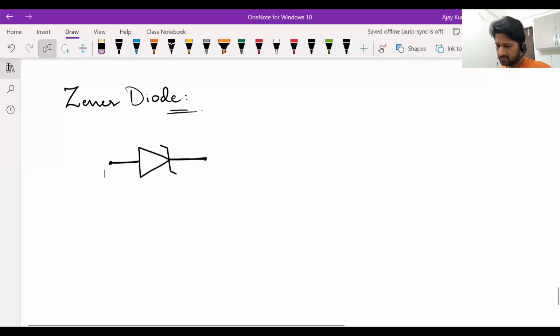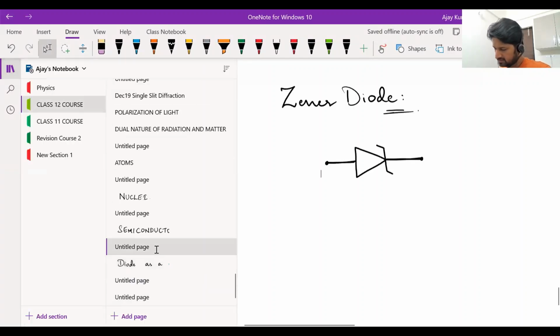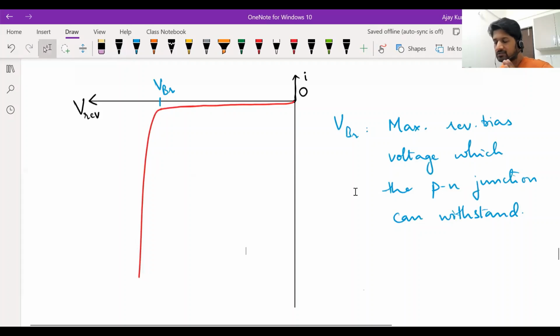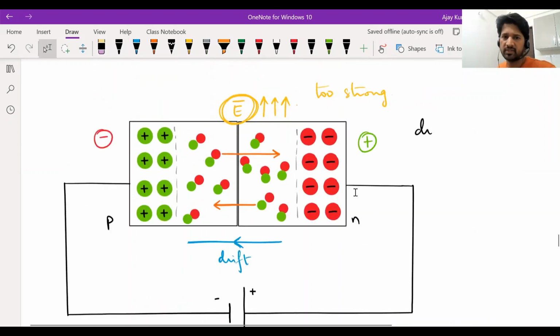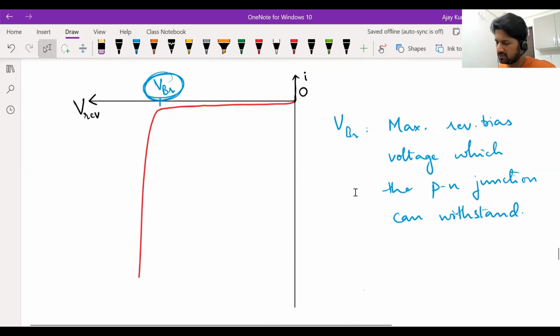See, usually when a diode is reverse biased, as long as the reverse bias voltage is less than its breakdown voltage, there will be negligible current. In an ideal diode in reverse bias, you can assume the current is zero. But once the reverse bias voltage exceeds the breakdown voltage, what will happen? The valence electrons in the depletion region will be pulled into the conduction band, and you will suddenly see a large amount of reverse current through the PN junction. That is what we have shown here in the IV characteristics.